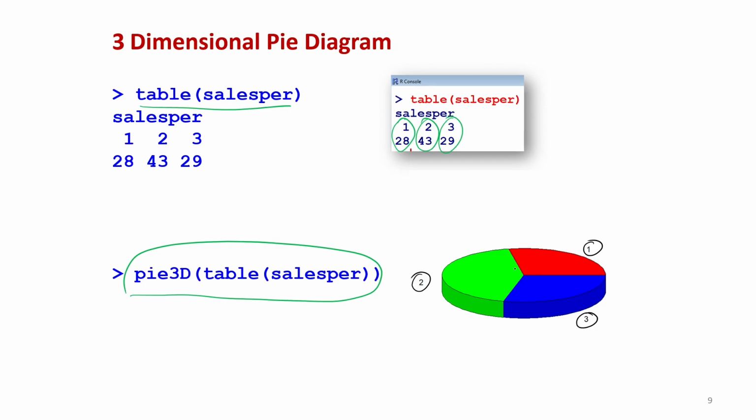So for category 2, you can see this angle is the maximum among the 3 segments. So this is indicating that there are 43 values. This angle and this angle are almost the same because the frequencies are just 28 and 29, which is very difficult to identify by looking at this graphic only.